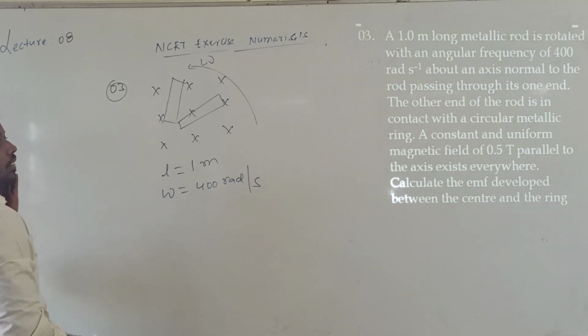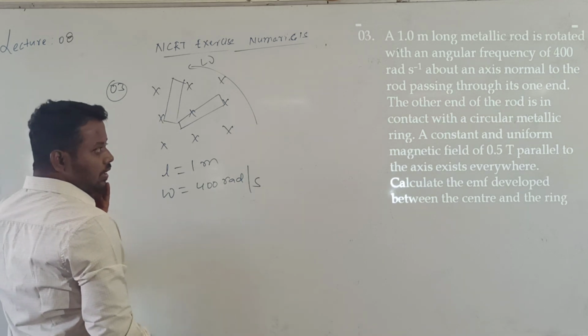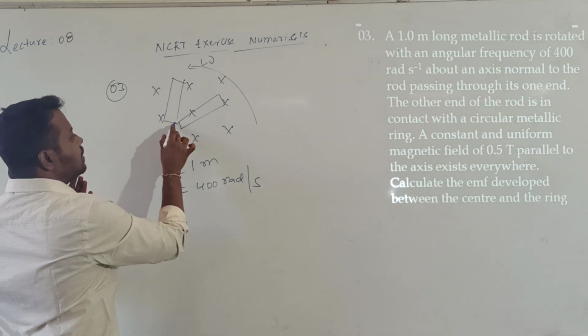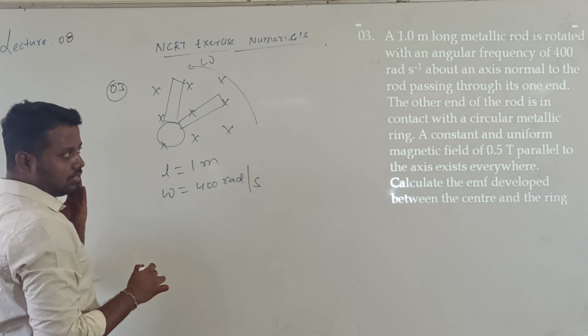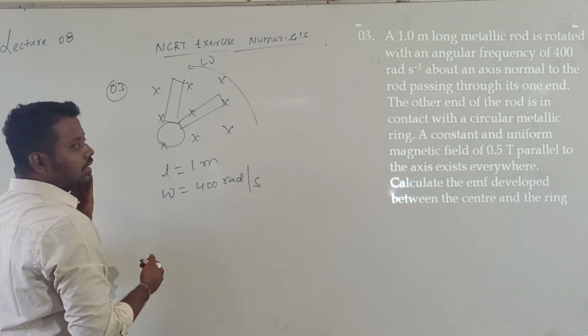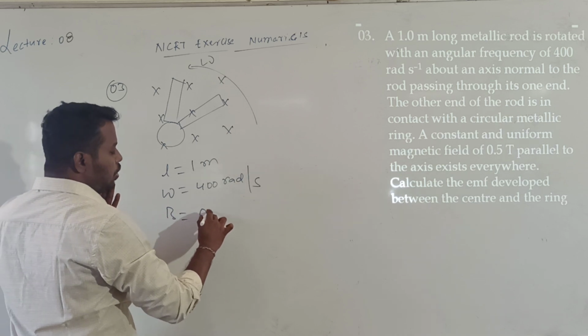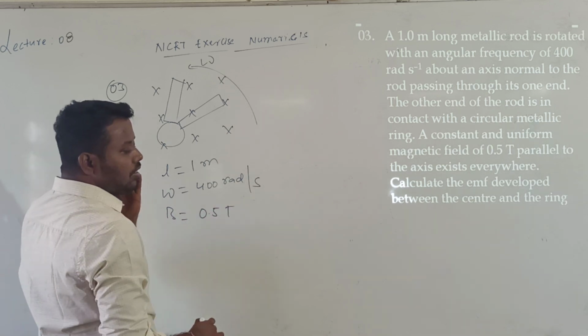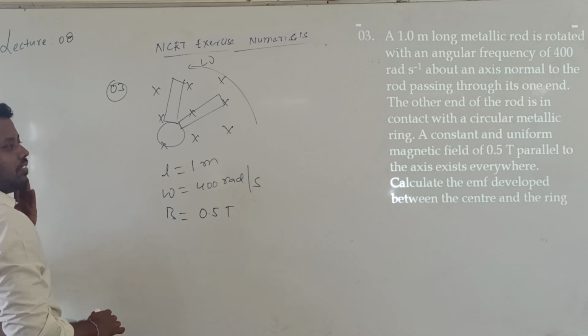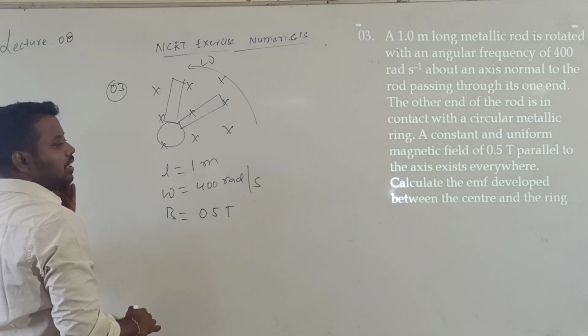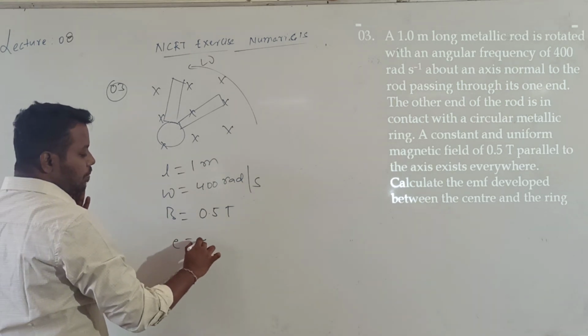Okay? So this end of the rod is in contact with a circular metal ring. A constant uniform magnetic field of 0.5 Tesla, parallel to the axis, exists everywhere. What they are asking us to calculate is the induced EMF developed.